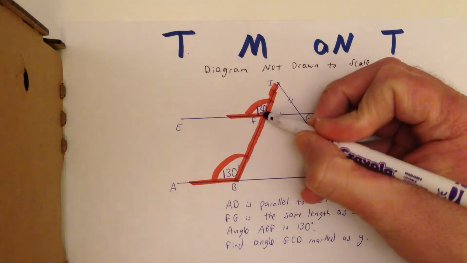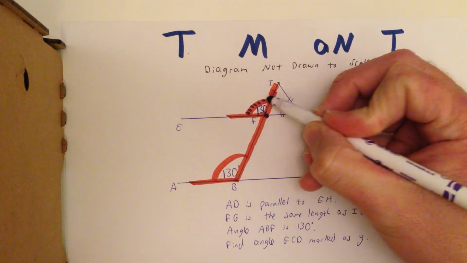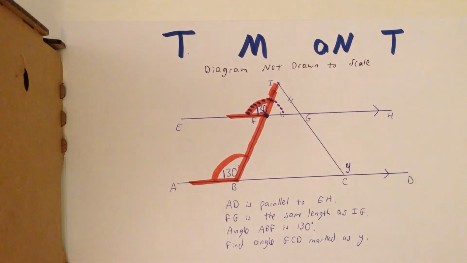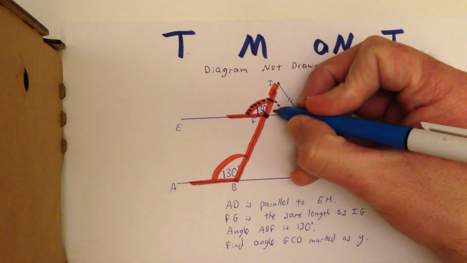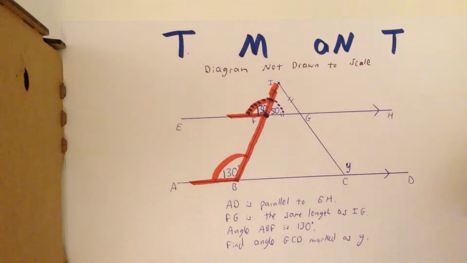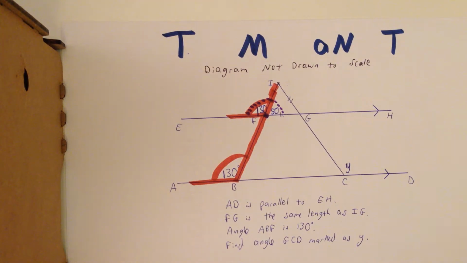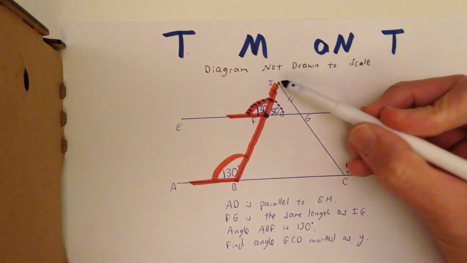Now, we're going to plant our sprinkler. We know a straight line has 180 degrees in it. So if we have 130 already, that means this is going to be the remaining 50 degrees. Now we've got an isosceles triangle up here.